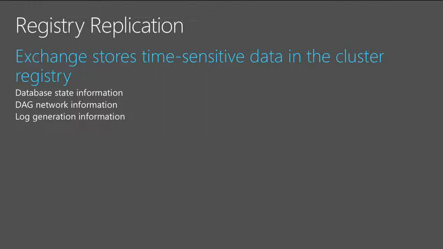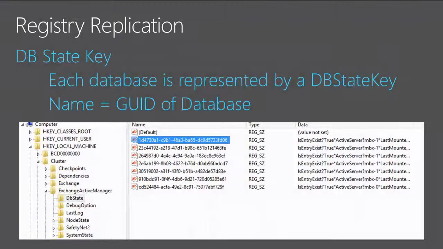here. One is database state information, and we'll take a look at that here in a second. 2 is what the network communications between the nodes looks like from the DAG perspective. And 3 is our log generation information. So, under the cluster hive, under the Exchange Active Manager hive, we have the DB state key. So the DB state key is one entry per database that exists within the DAG.